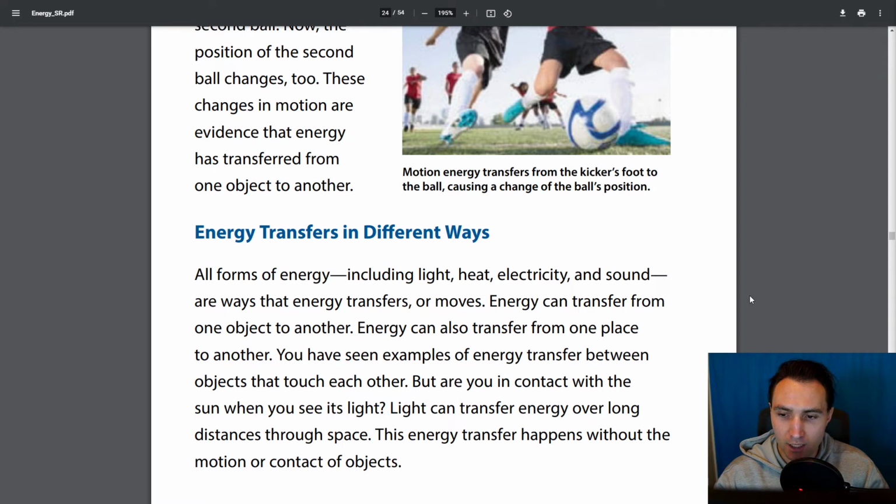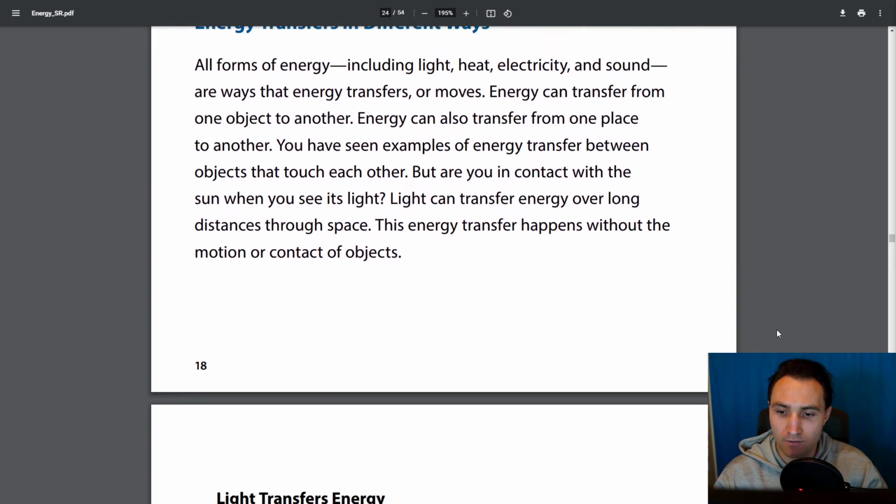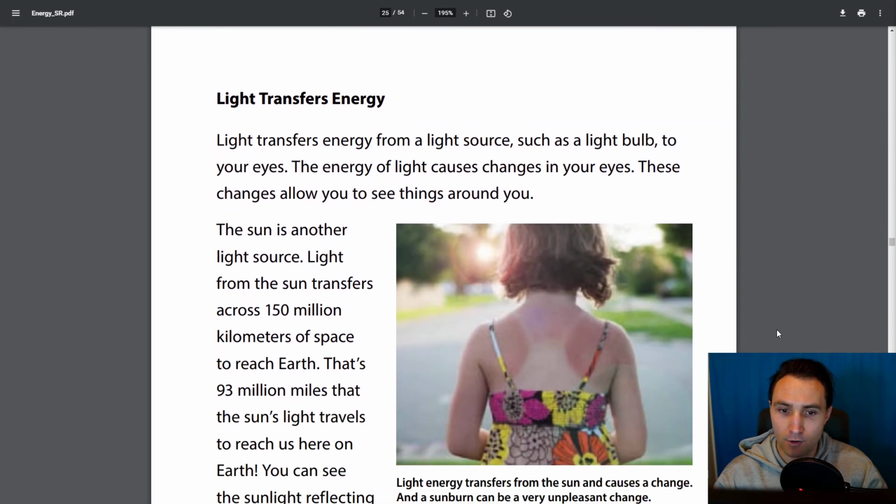But are you in contact with the sun when you see its light? Light can transfer energy over long distances through space. This energy transfer happens without the motion or contact of objects. So let's learn a bit more about light energy.